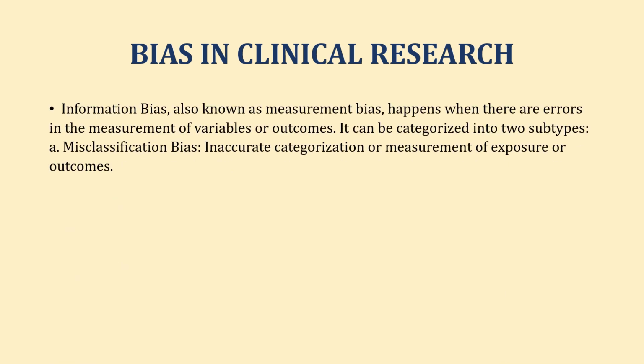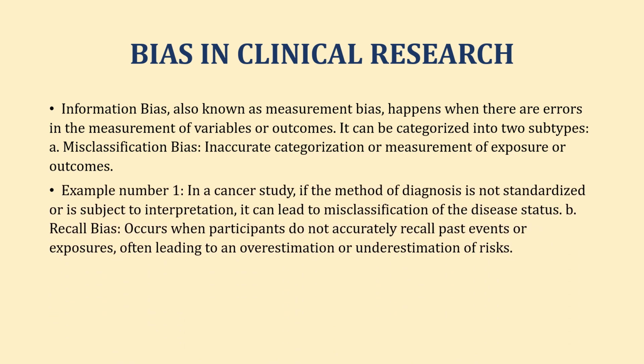Another type is information bias. Information bias, also known as measurement bias, happens when there are errors in the measurement of variables or outcomes. It can be categorized into two subtypes. One is misclassification bias, or inaccurate categorization or measurement of exposure or outcomes. An example is, in a cancer study, if the method of diagnosis is not standardized or is subject to interpretation, it can lead to misclassification of the disease status.